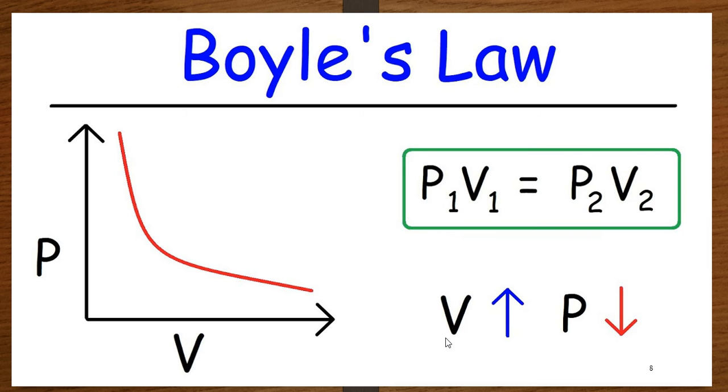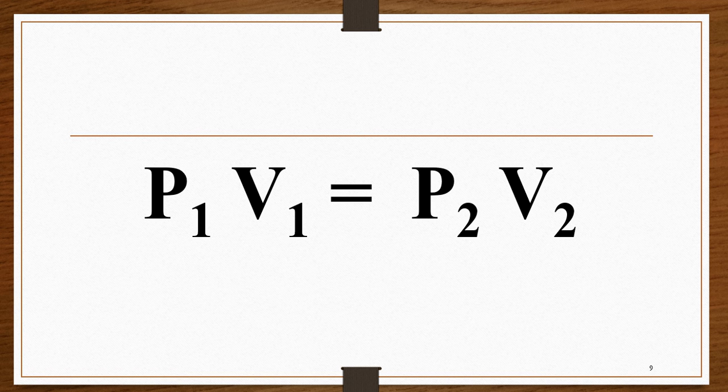Also, this is just for emphasis. When you're looking at Boyle's law, with increase in volume, there is decrease in pressure. With increase in pressure, there is decrease in volume. Summarized like that: P1 V1 is equal to P2 V2.